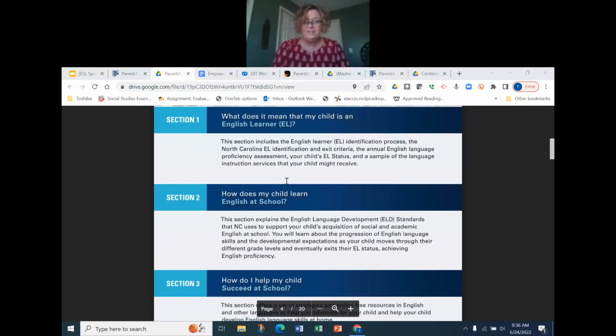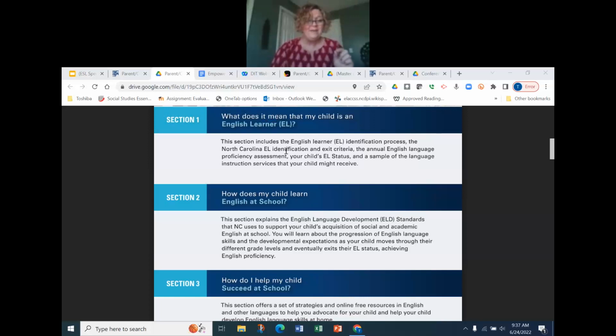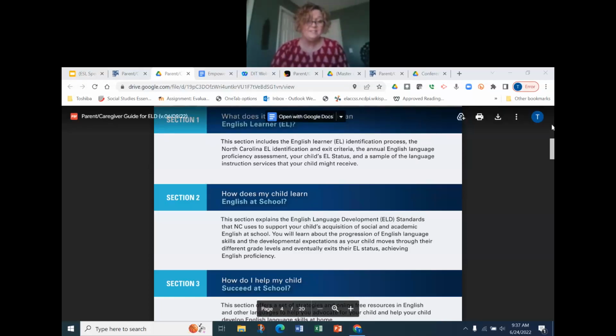The guide is broken into 3 main sections. The first section is going to answer the question, what does it mean that my child is an English learner? It's going to explain the identification process. And when you start exploring, you're going to notice that the guide uses EL, like Tim mentioned earlier. It's used instead of multilingual learner. But if you'll make a note on page 3, it actually defines both those terms for the parents. And it actually explains that so that parents don't get confused. You said he was ML, they're saying he's EL. We're going to navigate through that change next year together.